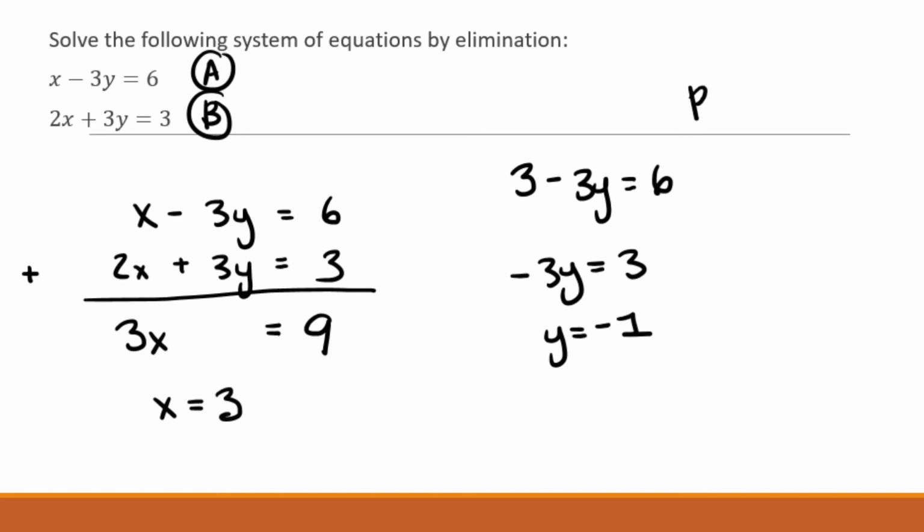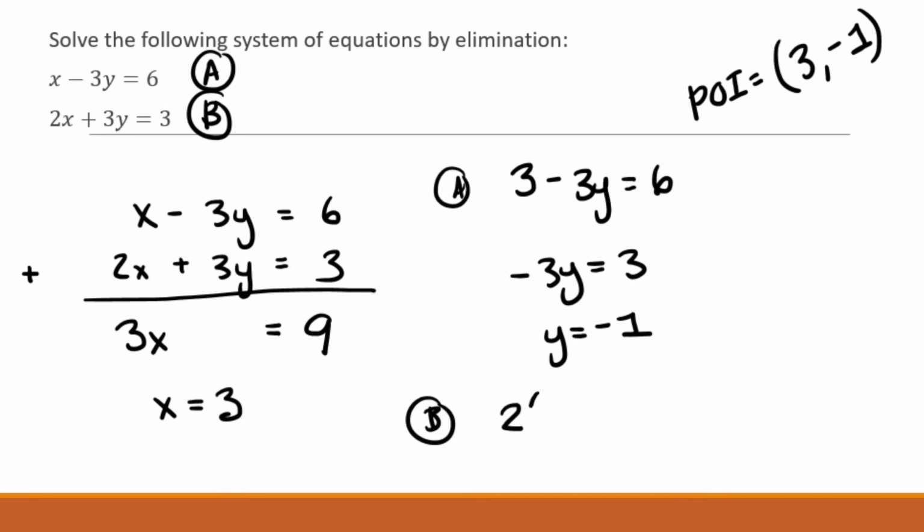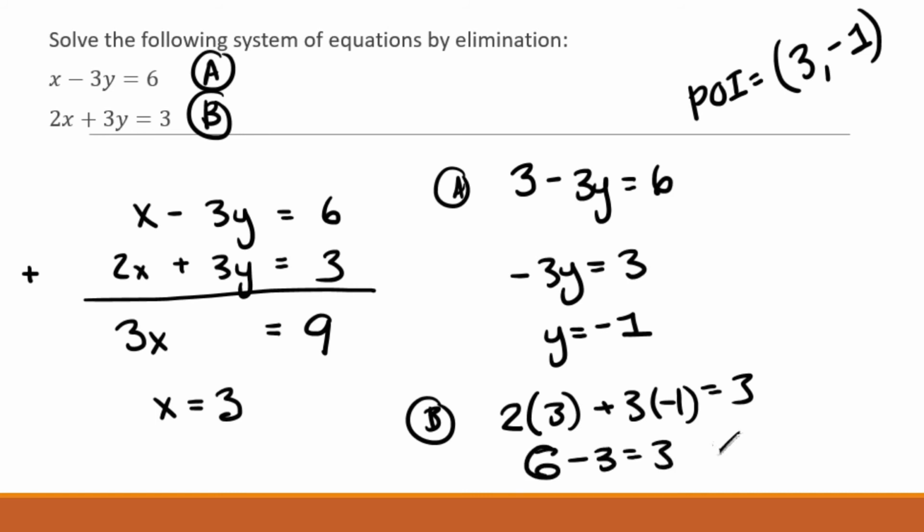So I'm proposing that the point of intersection, the solution for these two lines where they cross, is (3, negative 1). I used equation A to figure this out, so I'm going to use equation B to double check my answer. Is 2 times 3 plus 3 times negative 1 equal to 3? Is 6 minus 3 equal to 3? Yep, you're right. System solved.